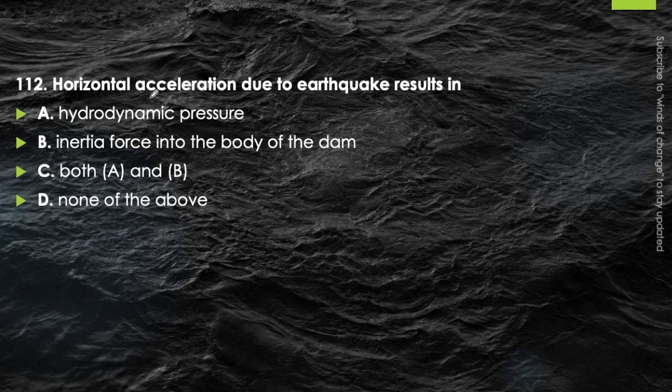Next question. Horizontal acceleration due to earthquake results in hydrodynamic pressure, inertia force into the body of the dam, both A and B, or none of the above. This is also an easy question and a very basic question. Can you recall it? The horizontal acceleration due to the earthquake will result in the hydrodynamic pressure as well as the inertia force into the body of the dam. Okay, so both A and B will be the correct answer. That is, option C will be correct.